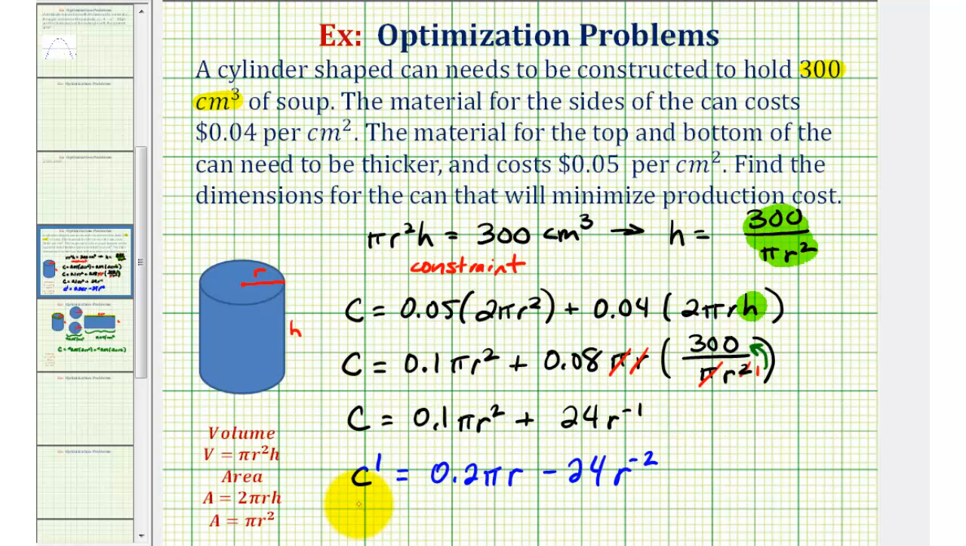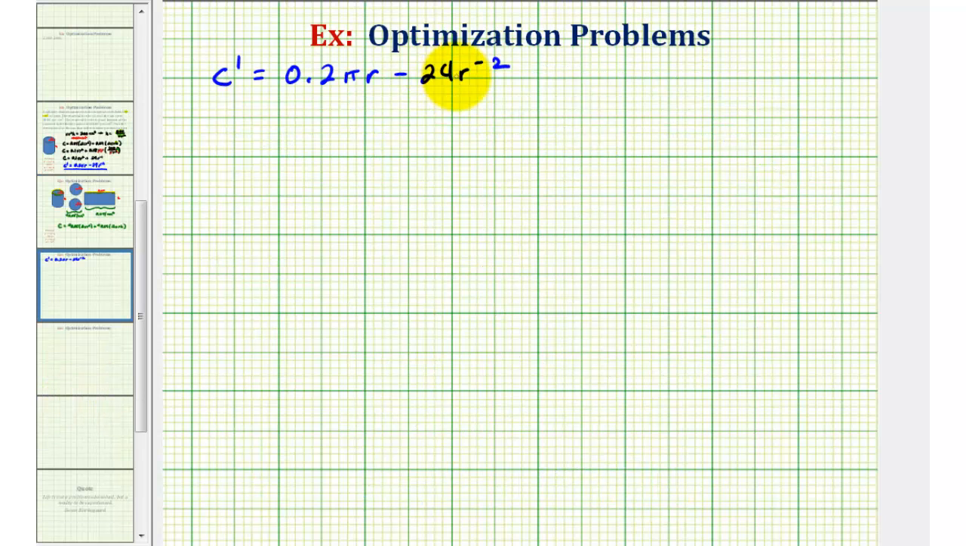Let's take this derivative function to the next slide to determine where it's undefined or equal to 0. Let's rewrite this as a fraction. We can write this as 0.2 pi r minus 24 divided by r squared equals 0. Now we can see it's going to be undefined when r equals 0, but we know the radius can't equal 0. Therefore, we'll solve this for r by multiplying both sides of the equation by r squared.